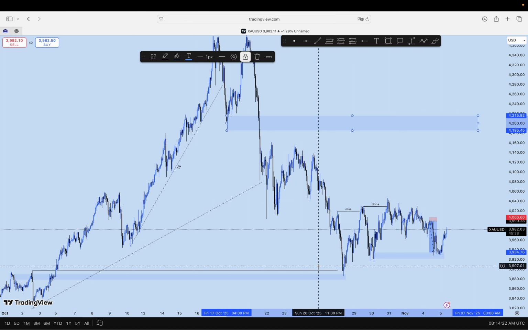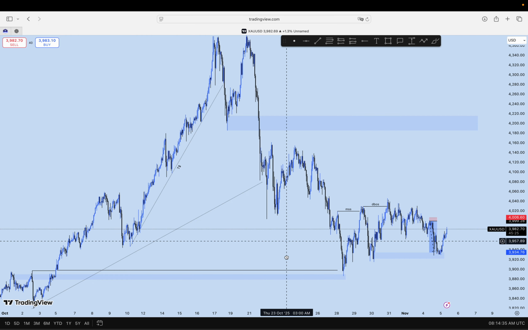Hello guys, this is XAUUSD and I want to give my honest opinion on what is about to happen on XAUUSD. My perspective on XAUUSD.